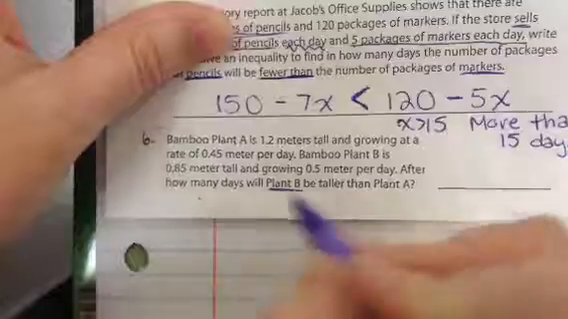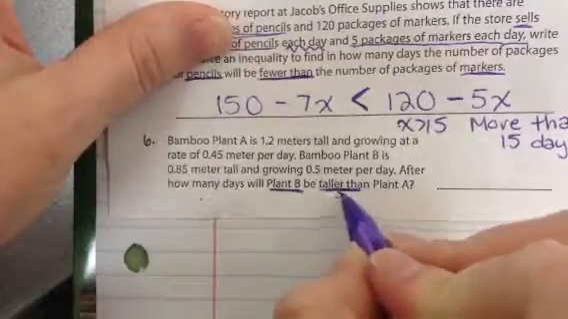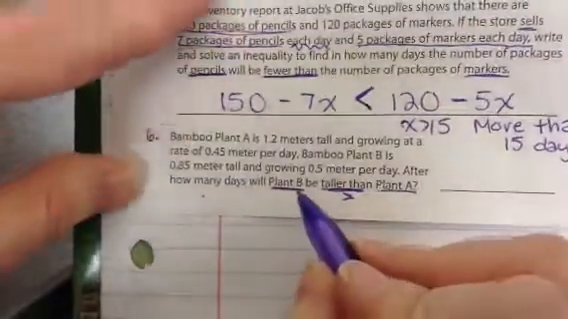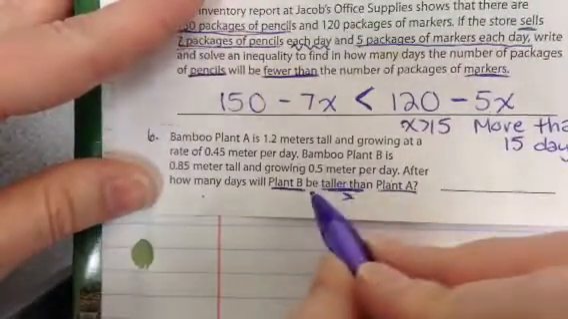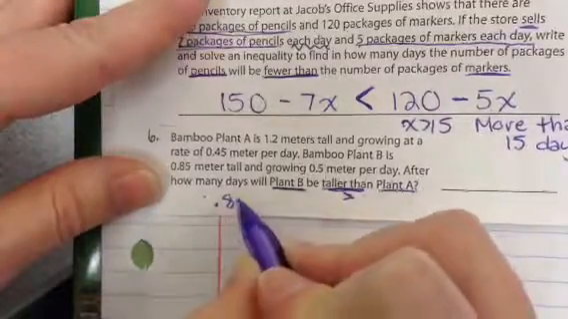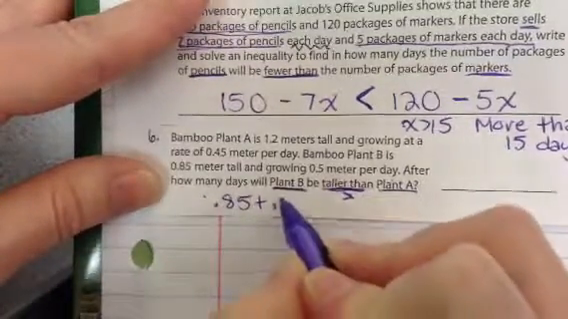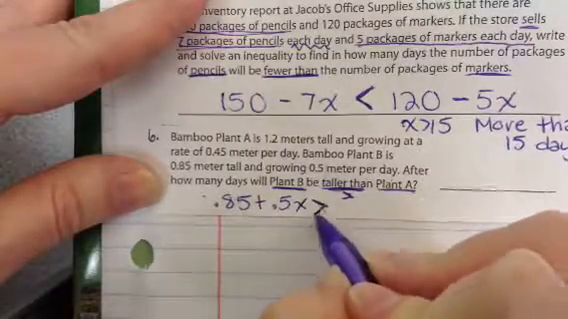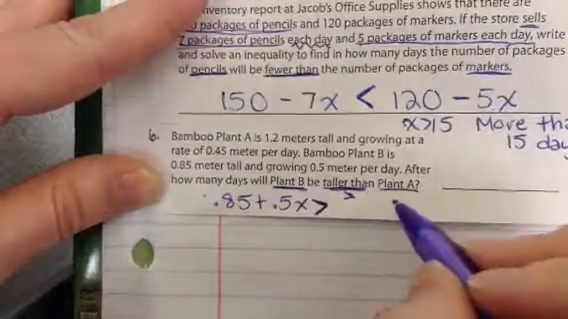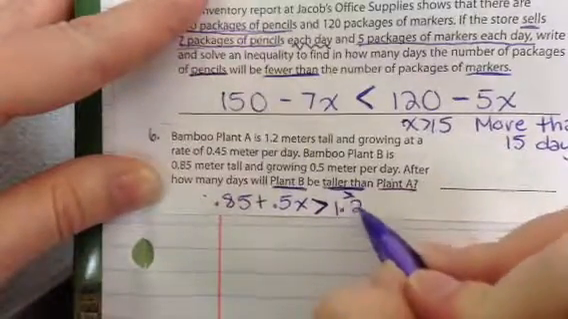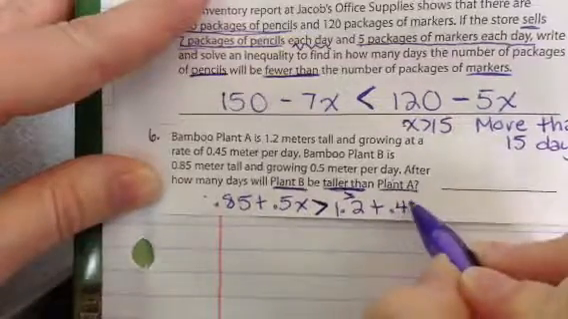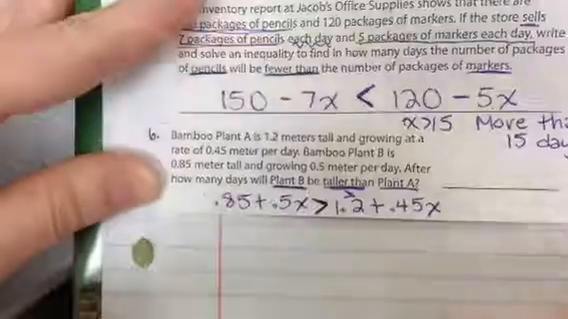I underlined what the question was about. So they want plant B taller than, that's going to be greater than, plant A. So if I go back and I look for the information on plant B, it said 85 hundredths meter tall, growing at 0.5 meters per day. I put my symbol for taller than or greater than. Plant A was 1.2 and it was growing at 45 hundredths meter per day.